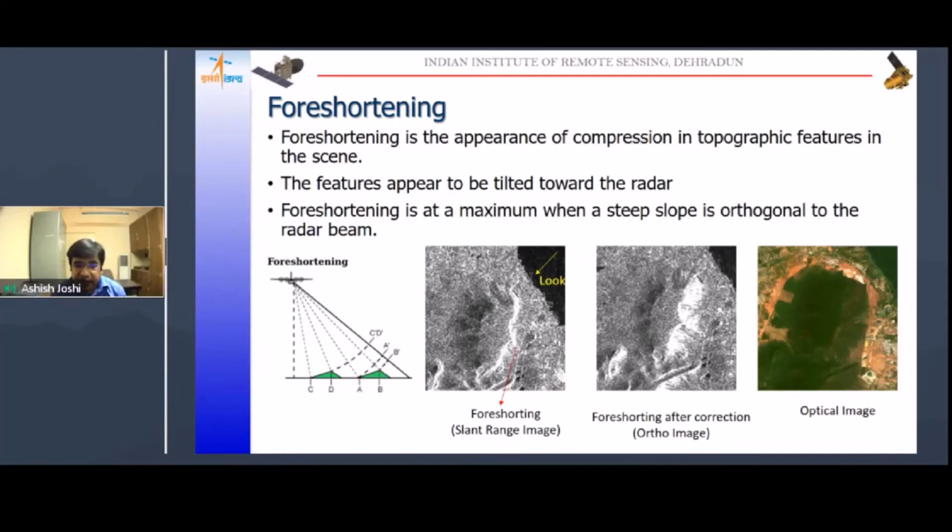If we have the SAR image, meaning a slant range image, then foreshortening appears like this. And in the ortho image, we can see the spread in the foreshortening. Using the DEM, we are doing the ortho rectification. So this is foreshortening after correction, and there will be a spread. If we are working on the slant range image, the foreshortening may look like this, but if we are working on ortho images, then the foreshortening will be spread due to the geometrical correction, where we put the values in the correct position. This is called ortho rectification.